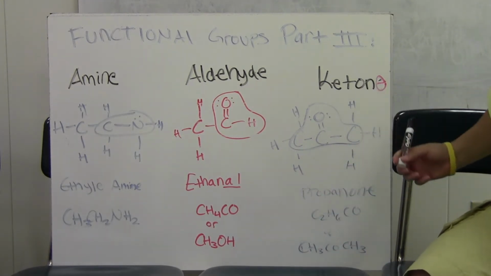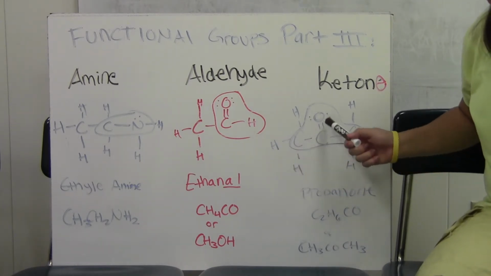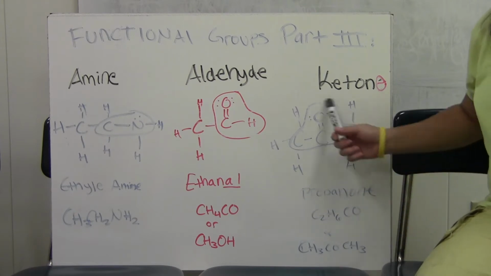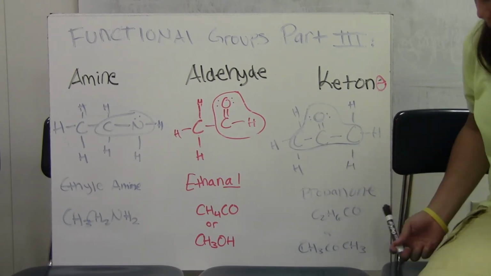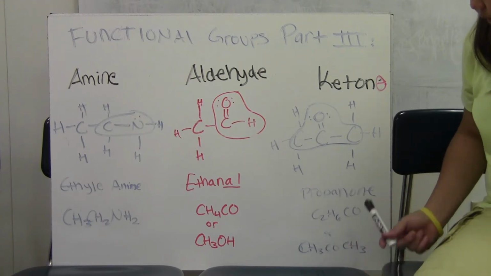And here we have a ketone. A ketone is just a straight line of 3 C's with a double bonded O attached to the middle C. This particular ketone is called propanone, C3H6O or CH3COCH3.